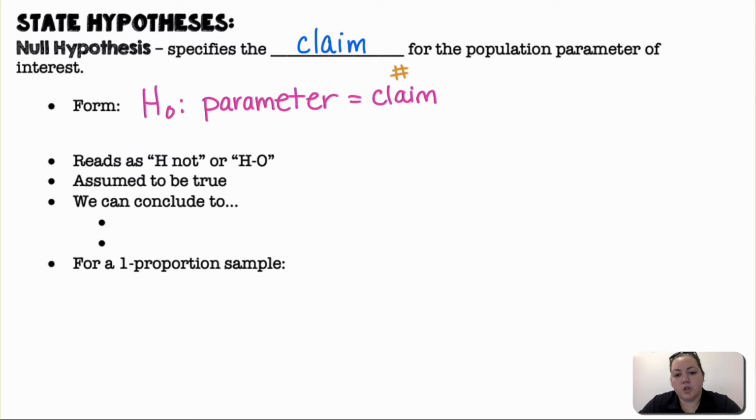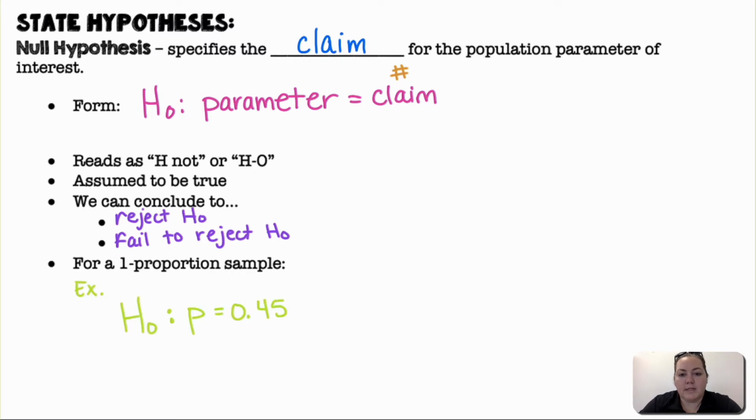It is assumed to be true. So we assume the null hypothesis is true, and we either conclude to reject the null hypothesis or fail to reject the null hypothesis. We are never, ever, ever accepting either hypothesis. We're either just rejecting, because we have enough evidence to reject it, or we don't have enough evidence to reject it. And for a one proportion sample, here would be an example. Our null hypothesis is the population proportion p equals 0.45.